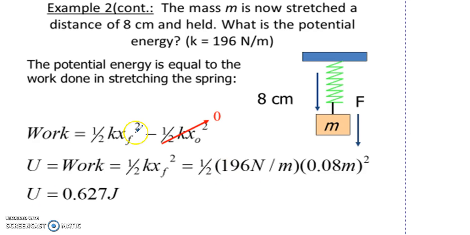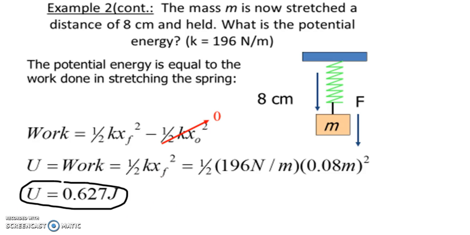So we continue on with this. We get 1/2 kx squared, the final minus the initial. Work equals 1/2 kx squared. We have the 196, because we're asking for the potential energy, and 0.08 meters squared. So we end up with this as the potential energy.